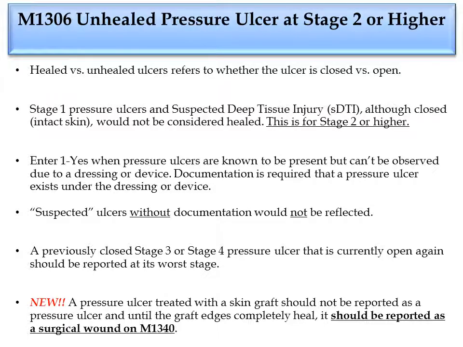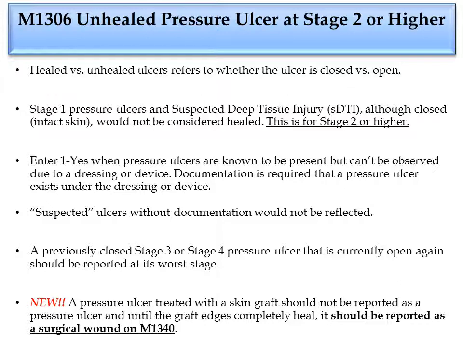So, more guidance. Healed versus unhealed ulcers refer to whether the ulcer is closed versus open. Stage 1 pressure ulcers and suspected deep tissue injury are not counted in this question. You can enter yes when the pressure ulcers are known to be present but cannot be observed due to a dressing or device, but you of course have to document that. If it's suspected and you don't have documentation, then you don't count it. And a previously closed stage 3 or 4 that is currently open again should be reported at its worst stage. That is guidance that has not changed.